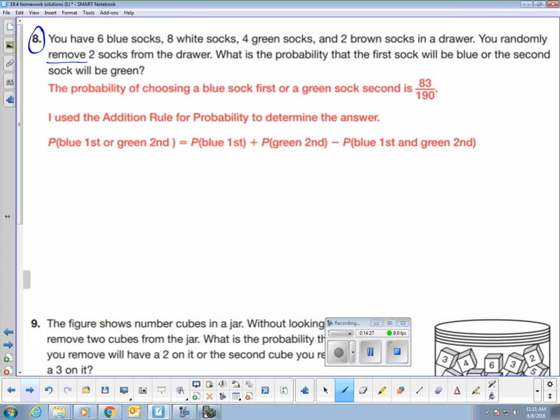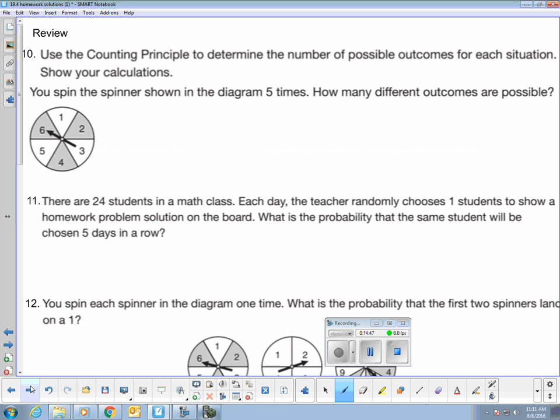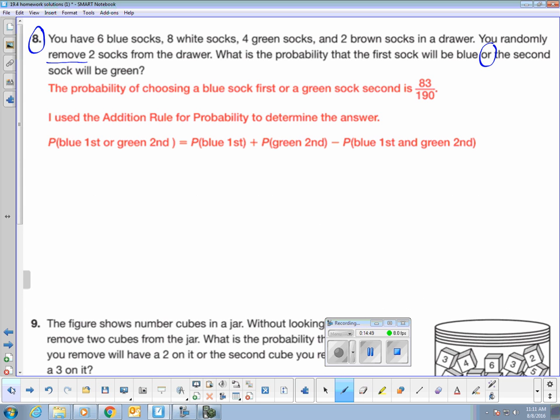I'm going to remove 2 socks from the drawer, and I want to know the probability that the first sock will be blue or the second sock will be green. So we're going to use the OR rule, and we have to remember that these are dependent events as I remove things and I'm not replacing them. So let's start out with a tree diagram. We insert a blank page here.